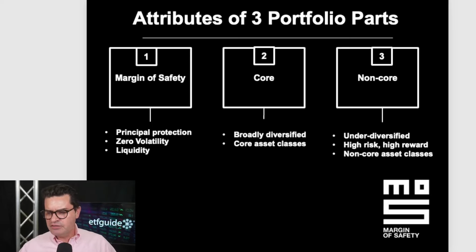This is the kind of stuff that you look for in a fundamentally sound investment portfolio: core, non-core, and margin of safety. Now, I've seen some instances where some investors just decide to have a core and a margin of safety and no non-core. That's fine. But you're never going to have a fundamentally sound investment portfolio without a margin of safety at all. That's one of the buckets that you cannot get away with.